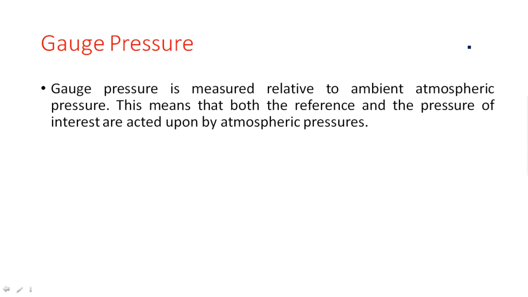The second type of pressure measurement is gauge pressure measurement. Gauge pressure is measured relative to ambient atmospheric pressure, that is, the room atmosphere. This means that both the reference and the pressure of interest are acted upon by the atmospheric pressure. Ambient temperature is nothing but your room temperature. Wherever we are working with the device or instrument, at that particular temperature only you are going to measure this gauge pressure. Whatever pressure measurement you do in the room atmosphere, in that particular environment, is known as gauge pressure measurement.